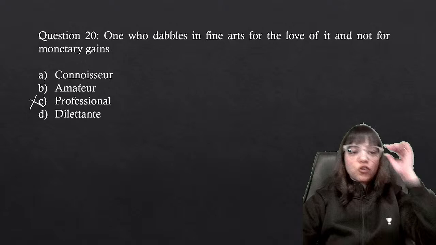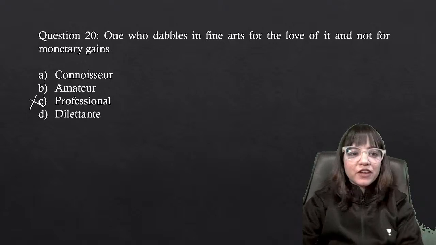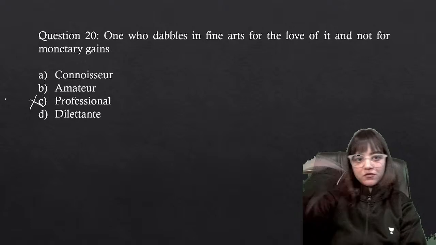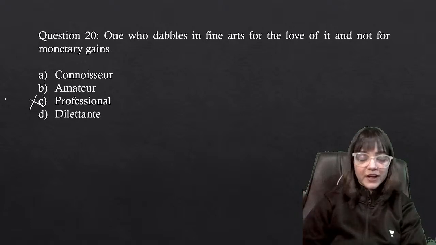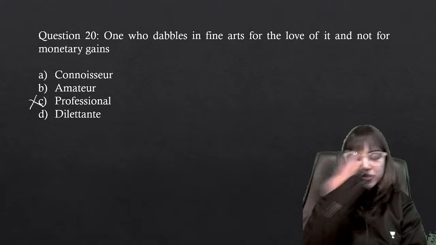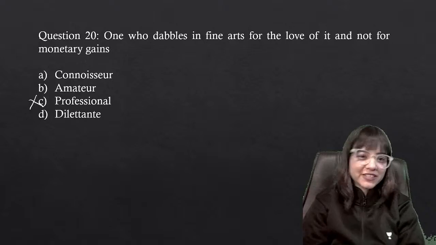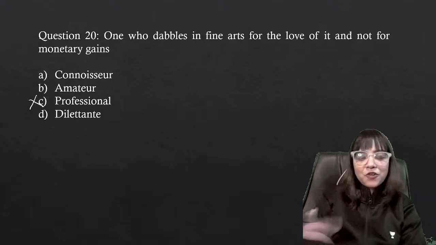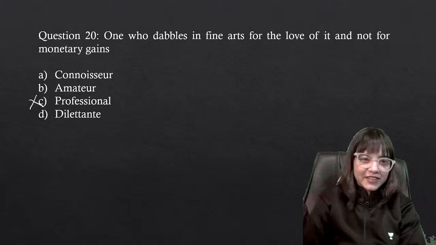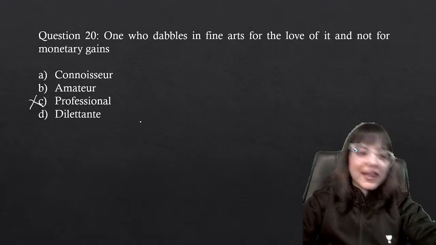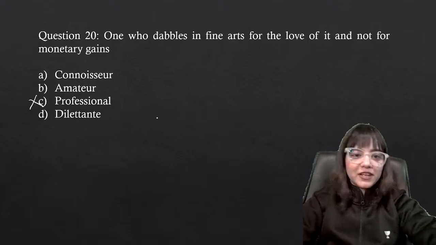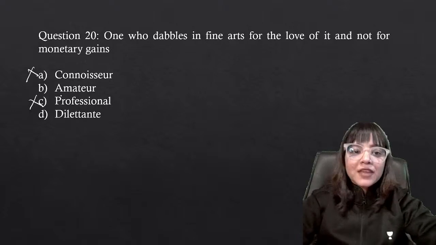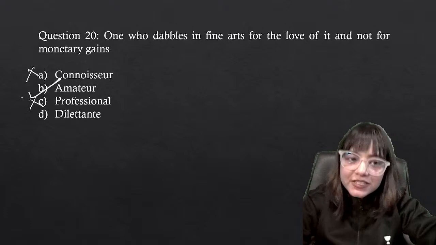All right. So connoisseur is basically someone who is an expert at wine tasting. But connoisseur can also be used these days for food tasting. Someone who's an expert at these palate things. Connoisseur is someone who's an expert in judging wine or wine tasting or in food tasting. So connoisseur नहीं होगा. Amateur is the correct answer.